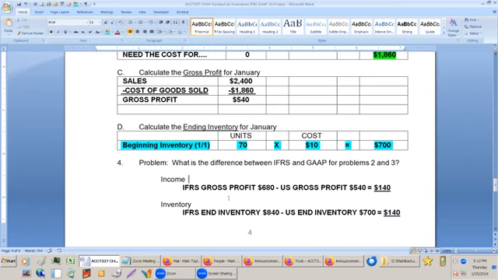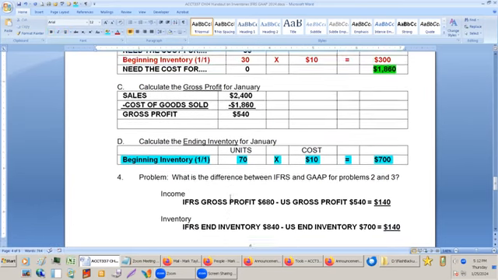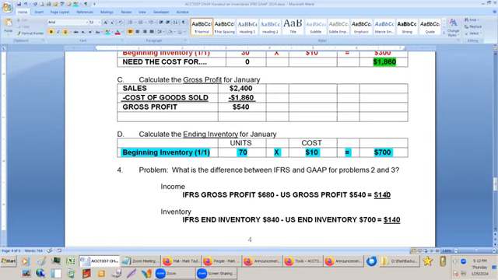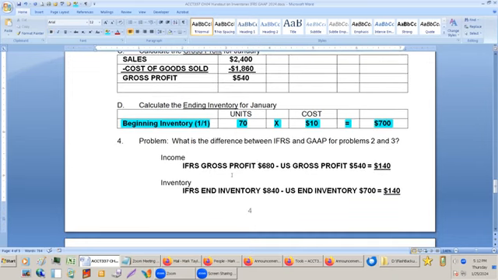So the difference is that we have to say which is which. So the income would be higher by 140 under international standards. And ending inventory will be higher by 140.